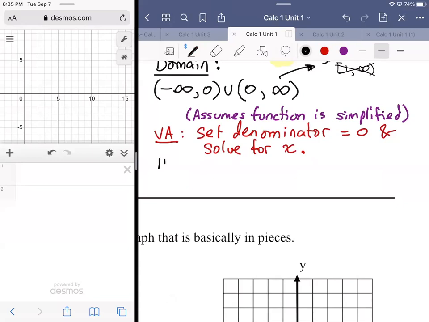All right. So horizontal asymptote, we look at the highest power of the numerator and the denominator. Those are called the degrees. The degree is the highest power in any kind of polynomial function. So what we would want is the degree of the numerator to be either equal to or less than the degree of the denominator. If it's greater than, then there is no horizontal asymptote. So the degree of the numerator has to be less than or equal to the degree of the denominator.